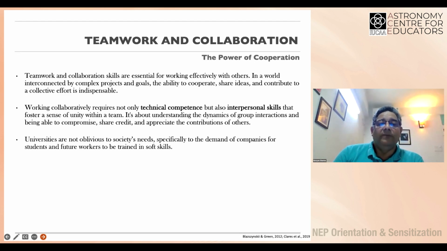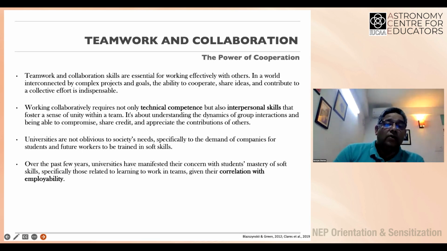Universities are not oblivious to society's needs, specifically to the demand of companies for students and future workers to be trained in soft skills. So, over the past few years, universities have manifested their concern with the students' mastery of soft skills, specifically those related to learning to work in teams.